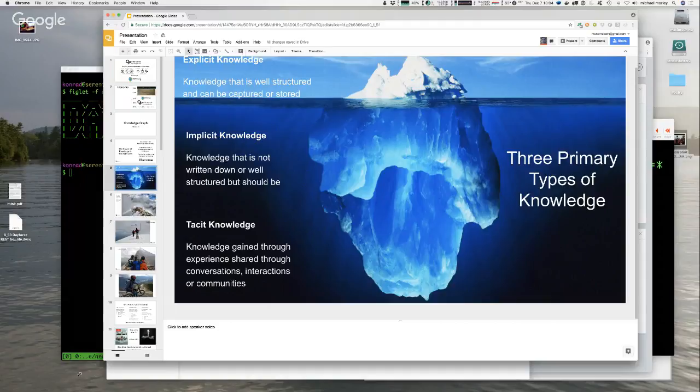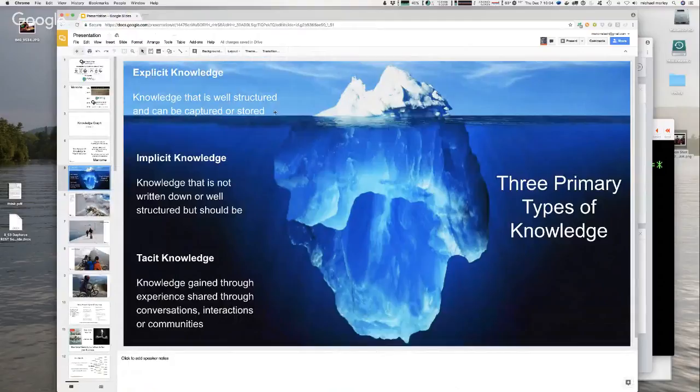And what that's all about is really there's three parts to this. You've got the idea of explicit knowledge. So that's knowledge that is well-structured and can be captured or stored or is captured or stored. And that's kind of the stuff that you see above the surface.